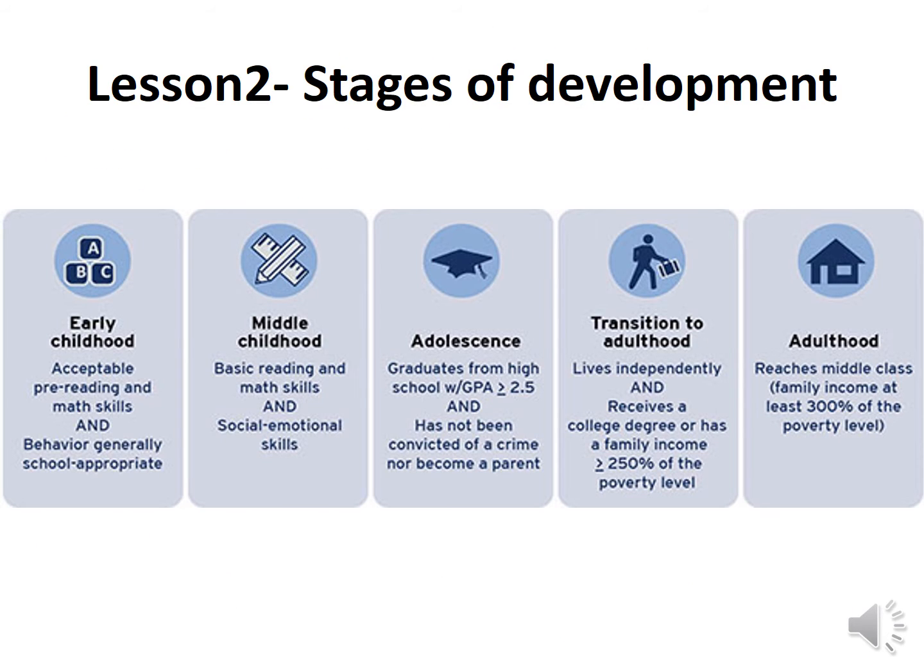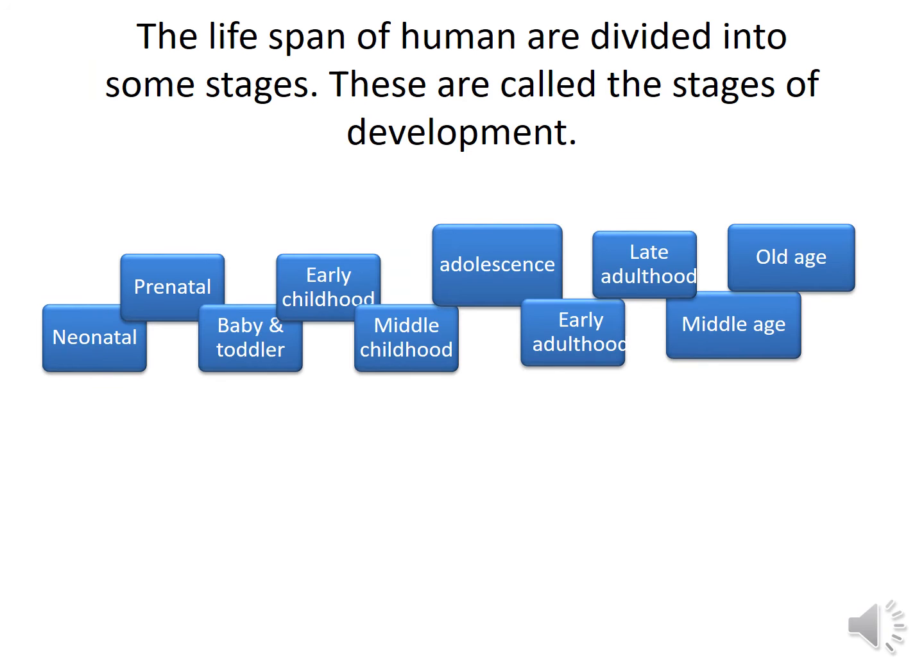Now listen to the stages of development. You know that every child gradually passes some stages, and finally they grow older. And here is the lifespan of a human being, which is divided into different stages like prenatal, neonatal, baby and toddler, early childhood, middle childhood, adolescence, early adulthood, middle age, late adulthood, and finally old age. These are the different stages of human life.